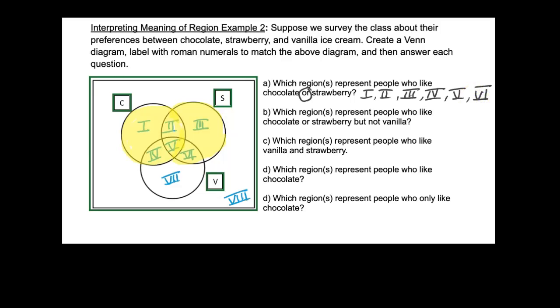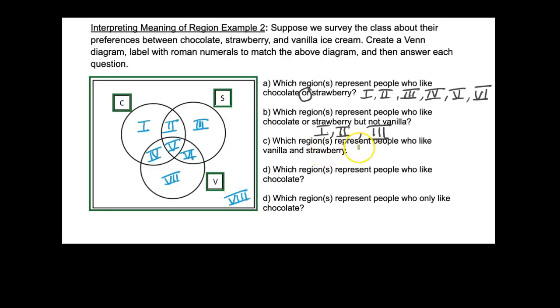For B, which regions represent people who like chocolate or strawberry but not vanilla? I shaded here, avoiding the vanilla circle, and I'm going to shade all of the chocolate and strawberry that does not overlap the vanilla circle. When I do that, I end up getting regions 1, 2, and 3 for that one.